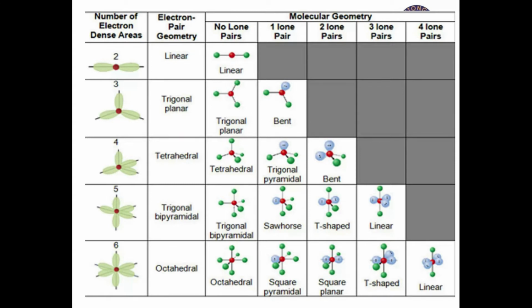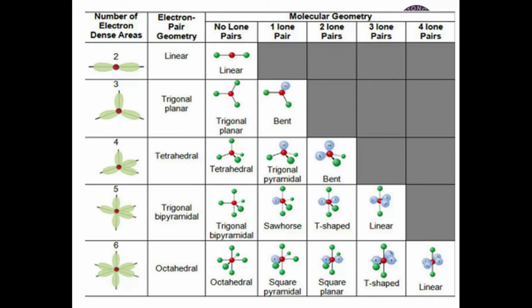Then another, the number of electron dense areas is 5. The electron pair geometry will be trigonal bipyramidal. With no lone pairs, molecular geometry will also be trigonal bipyramidal. But with one lone pair, this is seesaw geometry. And with two lone pairs, this is T-shaped geometry. And with three lone pairs, the molecular geometry will be linear.